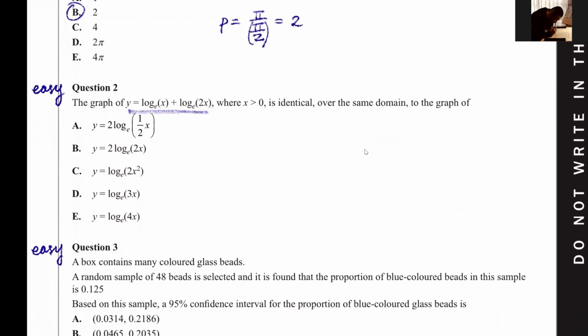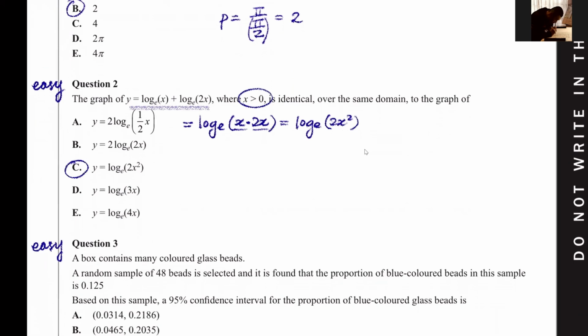Question two, the graph is identical to something else. So basically, I'm just using the log laws. Multiply the arguments, x and 2x. These will be combined into log base e of 2x squared, and x is greater than 0, which is option C.